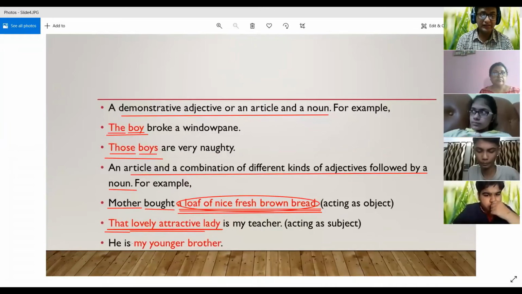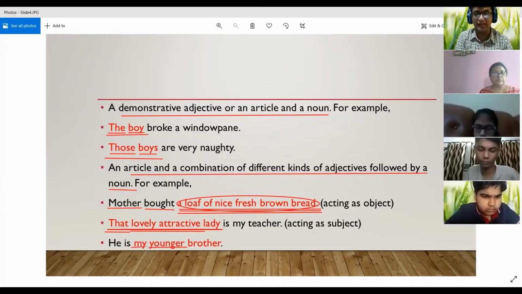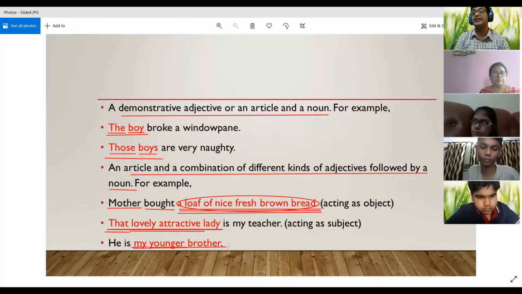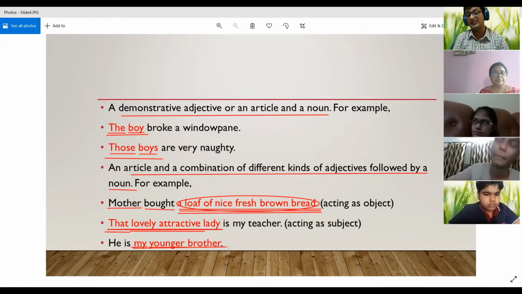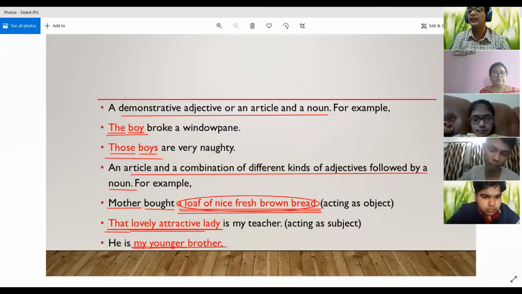Now, he is my younger brother. So in this case, again, he is younger. Younger, what is younger? It is an adjective. My is a possessive adjective, my younger brother. But my younger brother as a whole is acting as a noun. Because who is he? Your reply will be, he is my younger brother. So to answer the question who, your answer is he is my younger brother. So my younger brother as a whole is acting as a noun.